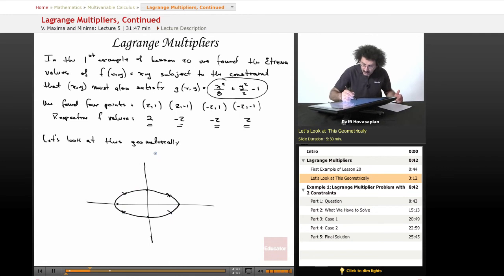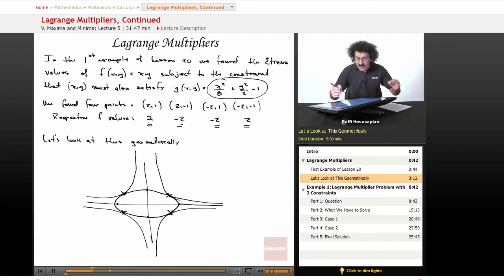Here's what it looks like geometrically. Let's make the drawing a little bit better. There's another point. So at the points (2, 1), (-2, 1), (-2, -1), and (2, -1), these are the points that maximize the function. These are also the points that happen to lie on this ellipse. So the constraint is satisfied. Those are the points that we found.